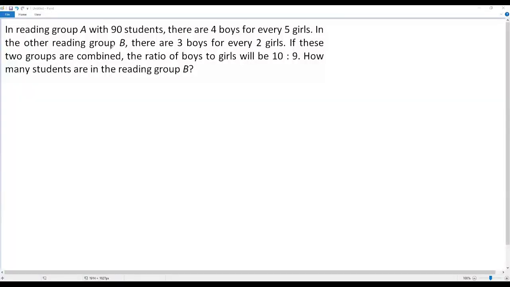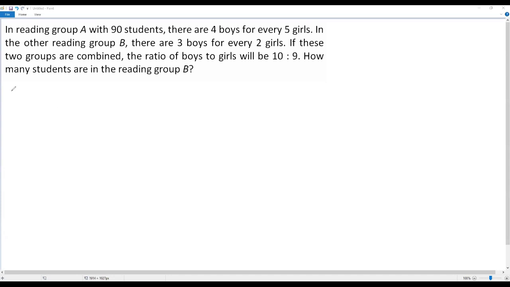Here we have a SAT math problem. Okay, let's go to the question. In reading group A with 90 students, there are 4 boys for every 5 girls. In the other reading group B, there are 3 boys for every 2 girls. If these two groups are combined, the ratio of boys to girls will be 10 to 9. How many students are in the reading group B?